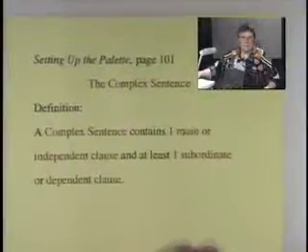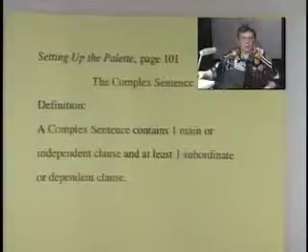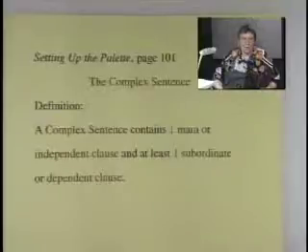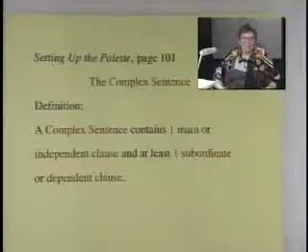For starters, of course, and please highlight, would be the definition that you find on page 101. Here it is. A complex sentence contains one main or independent clause and at least one subordinate or dependent clause. You've got to know that. Memorize it, highlight it, add it to your cassette grammar review tape.